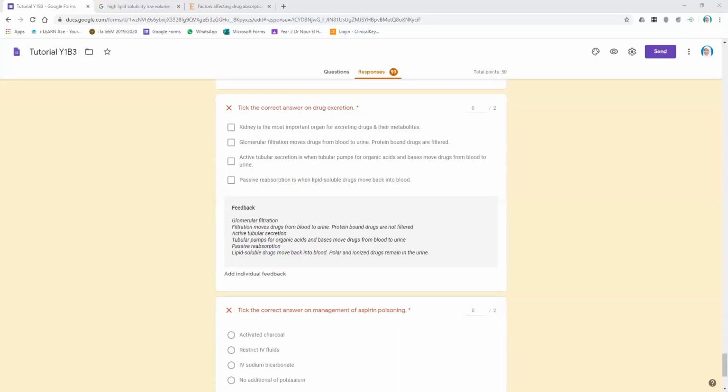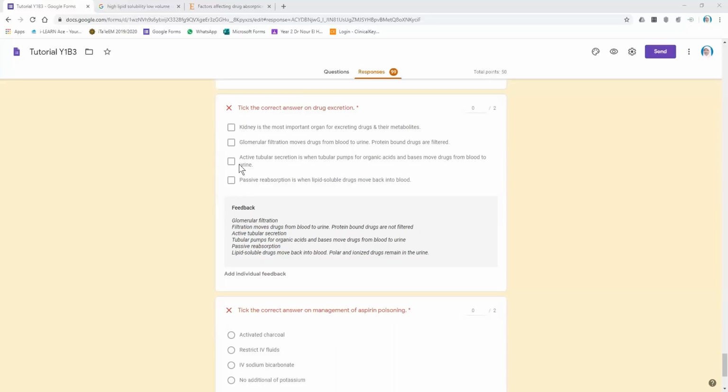Did any of you answer this? Yeah, 14 of you answered that glomerular filtration moves drugs from blood to urine. Okay, this is wrong: protein-bound drugs are not filtered. Remember, in filtration, the glomerulus does not filter the proteins.